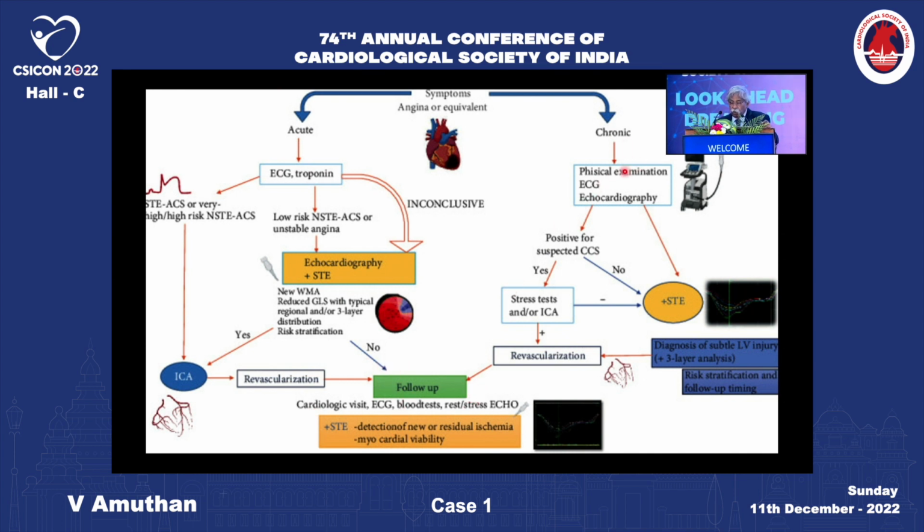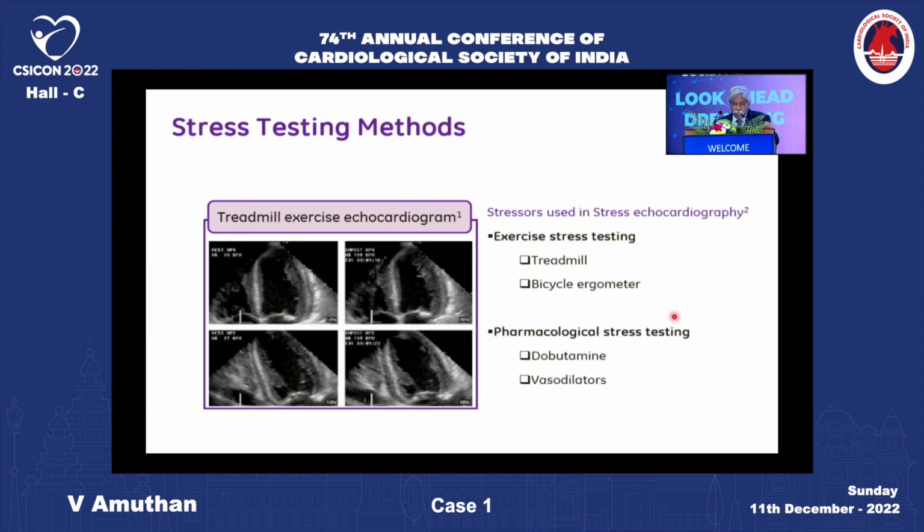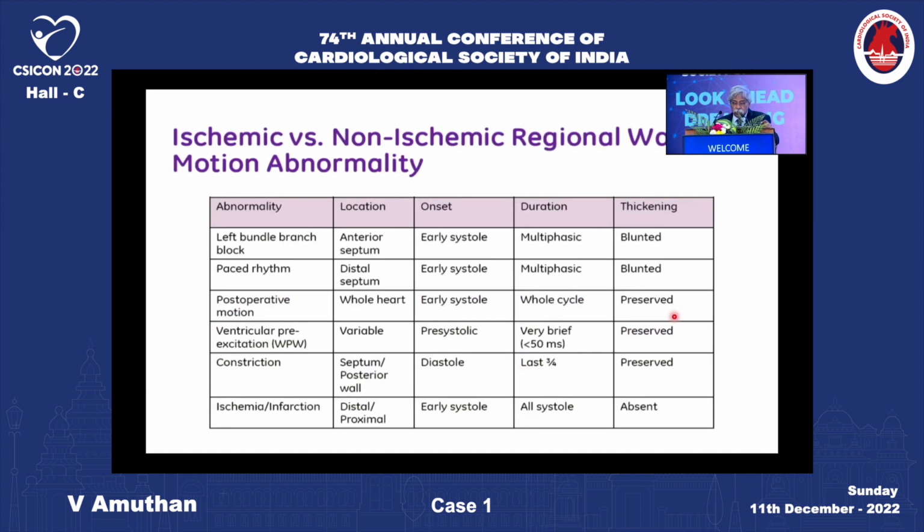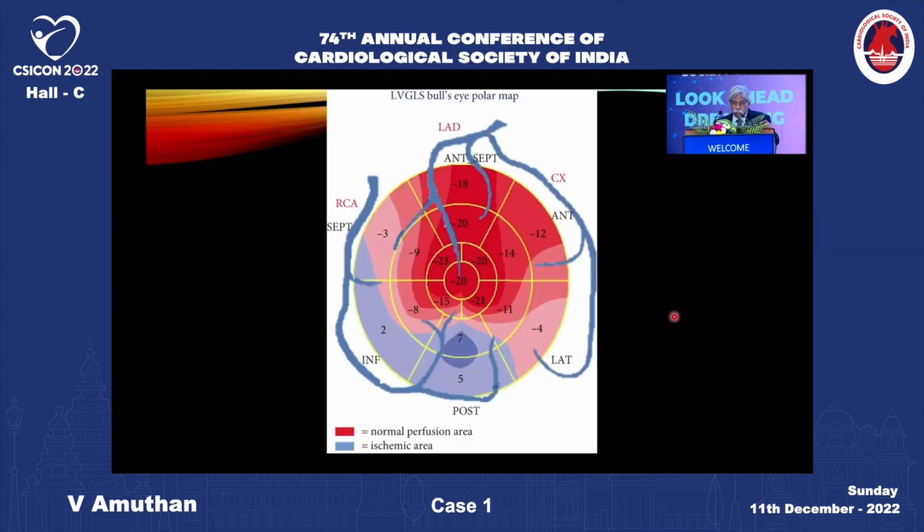In chronic, we go by the typical physical examination, ECG, echo. When it is positive for coronary heart disease, you can do a stress test or coronary angiogram, then intervention, or you can go for stress strain echocardiography. So this is the new algorithm, and stress testing methods are treadmill and pharmacological stress testing with dobutamine. I will show one case of treadmill and one case of dobutamine, and this regional distribution is classically seen, and the coronary mapping. This is what we are talking about.